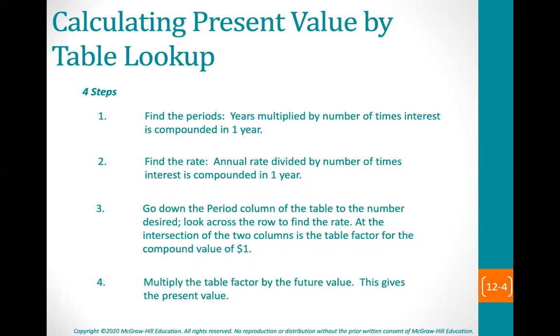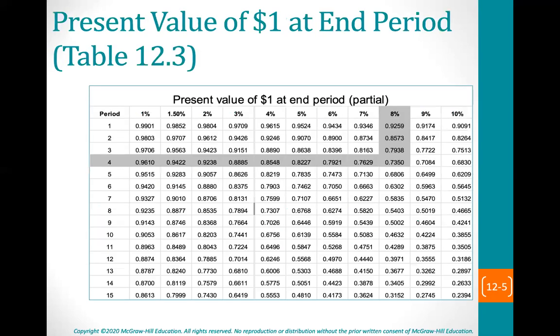And this is table 12.3 that we'll be looking at. So 12.3, present value of $1 at the end of a period. In our example, we had 4 periods and 8%. So our lookup is 0.7350. Notice when you're going backwards from $1, everything in this table is less than 1. That's how you know it's the present value, because it should be less than 1.